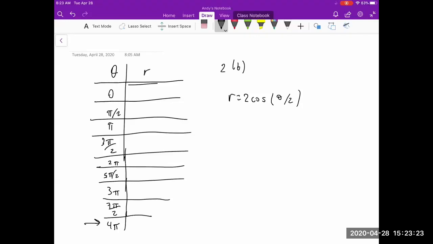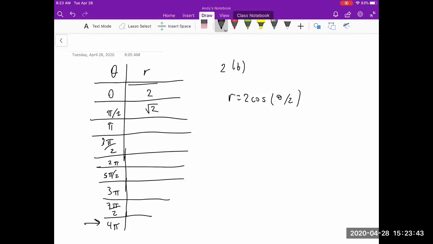So let's plug them in and see what we get. If you plug in 0, you get 2 times cosine of 0. Cosine of 0 is 1, so this is 2. Okay. When you plug in pi over 2, over 2 is pi over 4. Cosine of pi over 4 is radical 2 over 2. Multiplying that by 2 is just radical 2.